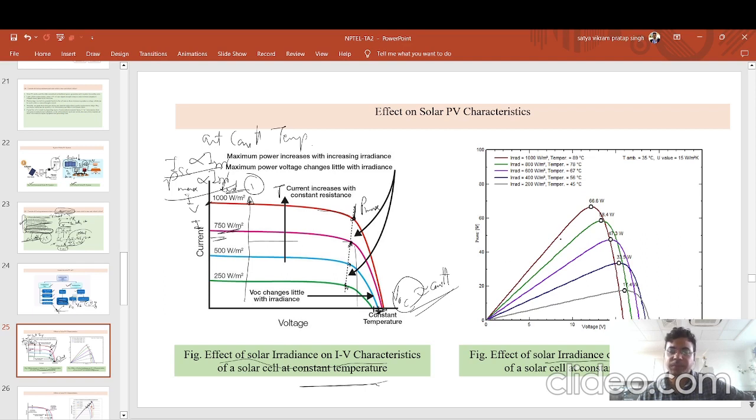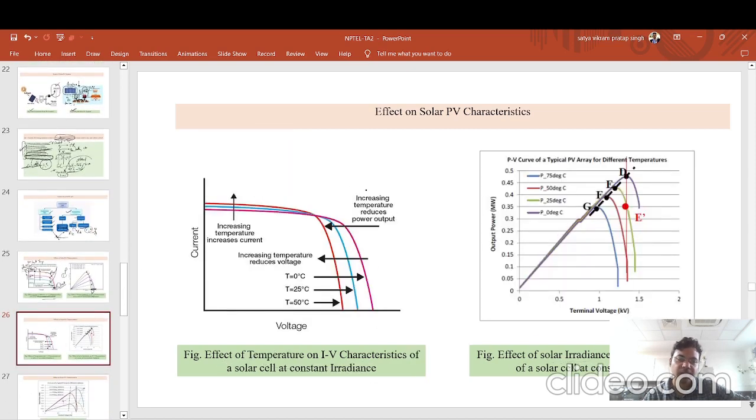If you see, this is the Pmax, this is the P versus V characteristic. This V changes very little during the change of irradiance, which I have shown you in the left figure, and this Pmax changes when the irradiance gets changed. So the main crux of these two figures is that the irradiance affects the ISC, but has very little effect on the VOC, and it also affects the Pmax.